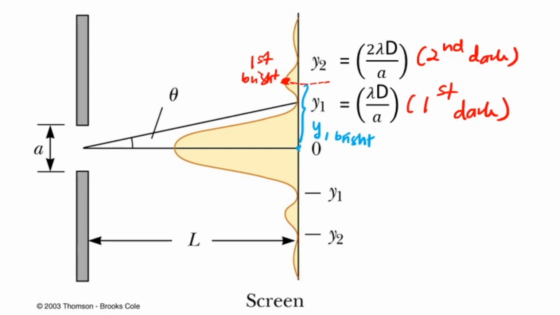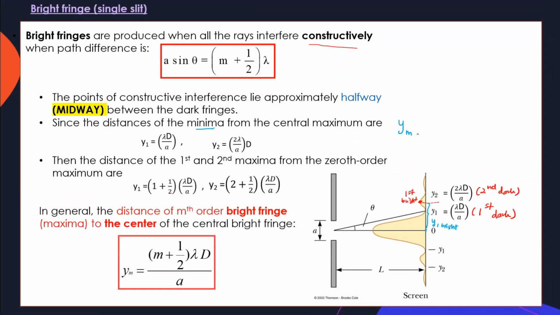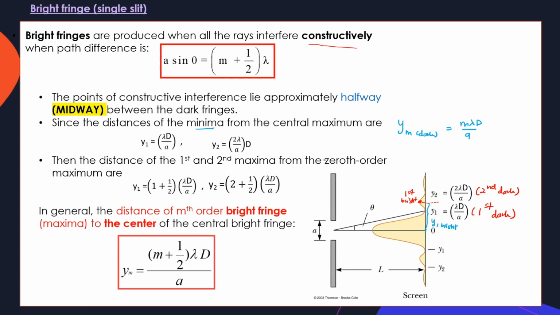Let's recall from the previous part, we discussed the distance of the dark fringe, or the minima, from the central maximum. The general equation is y_m, for dark, equal to m lambda D over a. Then the distance of the first and the second maxima from the 0th order maximum. The 0th order maximum we can call the central bright fringe. So this is the central bright fringe.